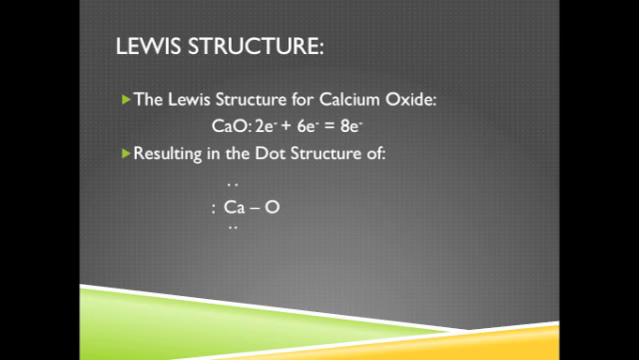The Lewis dot structure of calcium oxide consists of the valence electrons that combine the two. Calcium has 2 and oxygen has 6, which results in 8 electrons. So to distribute the dots among the two, the structure would look something like this.